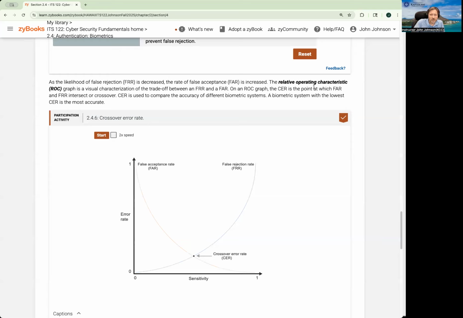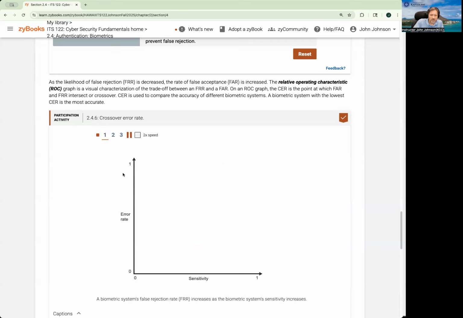So this is the relative operating characteristic, the ROC graph. This is a visual characterization of the trade-offs between FRR and FAR. On an ROC map, the CER is the point where the two intersect down here. CER is used to compare the accuracy of different biometric systems. So when you're looking at fingerprint versus voice versus whatever, you want the one with the lowest CER. That's going to be the more, quote unquote, accurate one. So the biometric system with the lowest CER is the most accurate.